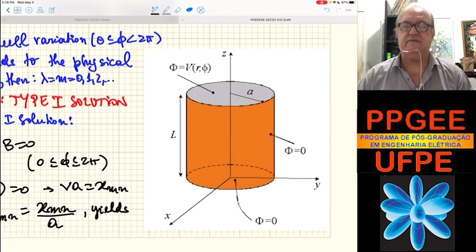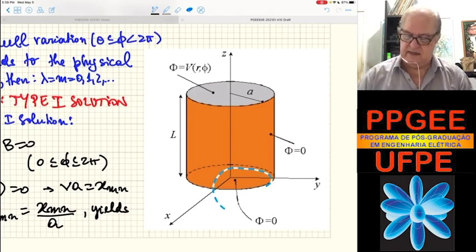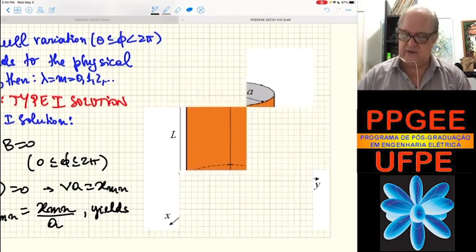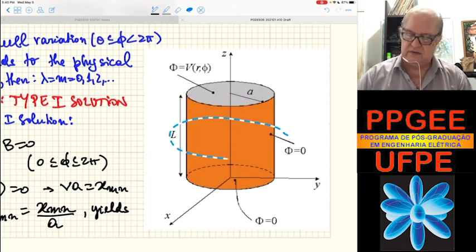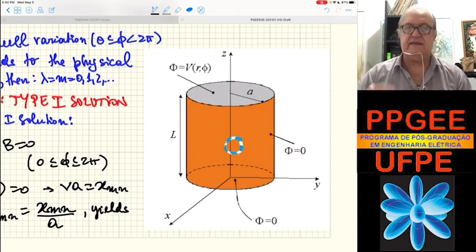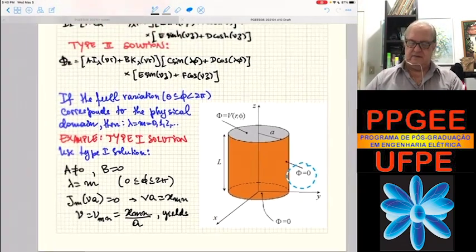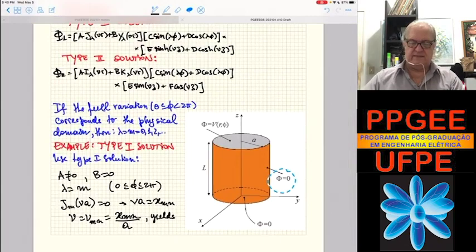The lower cover of the cylinder is grounded, phi equals 0, and the lateral wall is also grounded. So we're going to solve the problem inside of the cylinder. You see that the potential is grounded on the cylindrical surface.